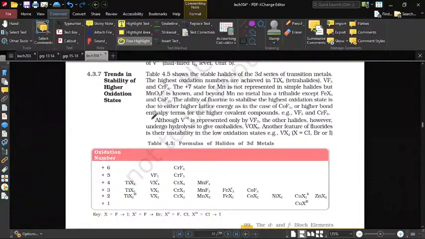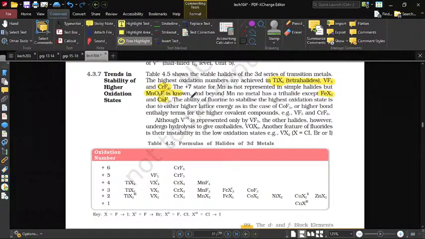Cool. Trends in the stability of higher oxidation states. Table 4.5 shows the stable halides of the 3d series of transition metals. The highest oxidation numbers are achieved in the tetrahalides TiX4, vanadium VF5, and chromium CrF6. The plus 7 state of manganese is not represented in simple halides, but MnO3F is known. Beyond Mn, no metal has a trihalide except FeX3 and CoF3.